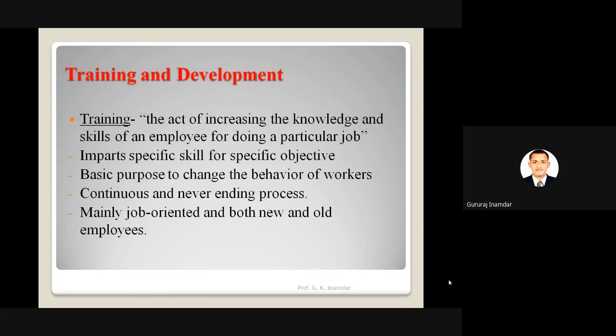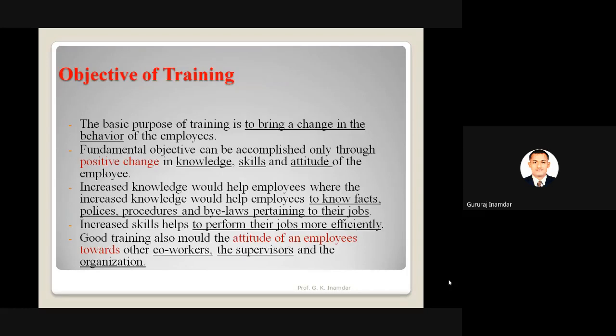So that factor is very, very important for training. According to training, development will happen. So this is a basic requirement of training. Now, the objective of training: what are the objectives? The basic purpose of training is to bring a change in the behavior of the employee. Behavior of the employee should be changed as per requirement. Fundamental objectives can be accomplished only through positive change in knowledge, skills and attitude of the employee.